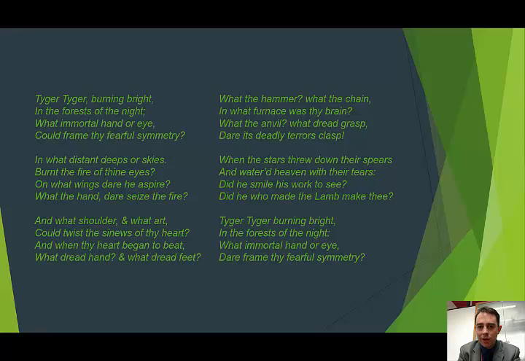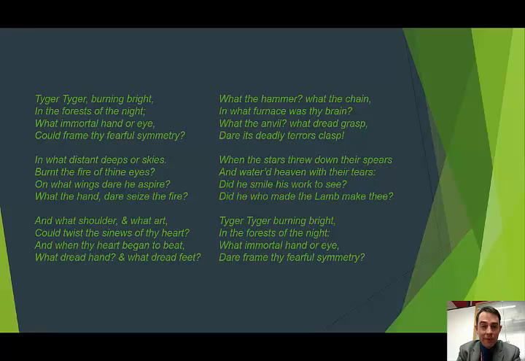First, it's concerned with the way the tiger is made and the beauty of that construction. Secondly, it's concerned with the terrifying potential for violence in the construction of this tiger. And then thirdly, it's concerned with what kind of creator creates this tiger.